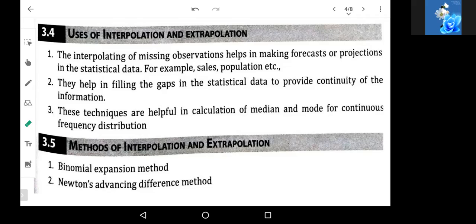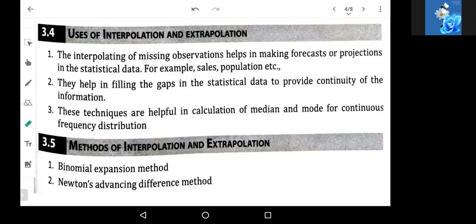Now, as I told in the previous example, 2011, there is no data. 2012, 13, they have given. Again, 14, there is no data. Now, there are gaps in the data. So, we will not be able to come to a conclusion when there are gaps in the data. So, this technique of interpolation and extrapolation will help us to fill all the gaps in the data, and it will help us to make the data complete.